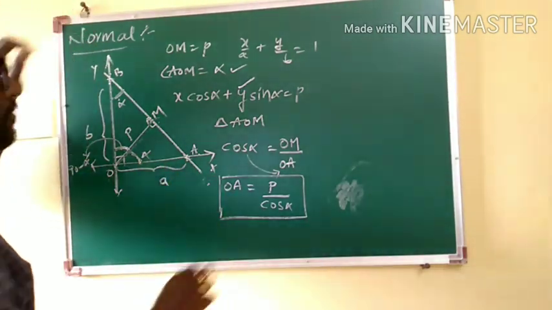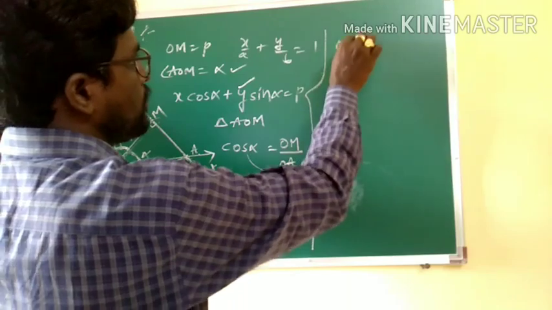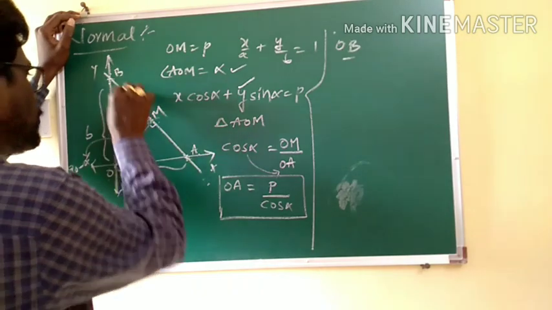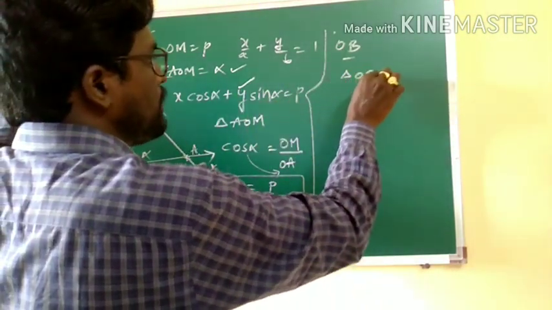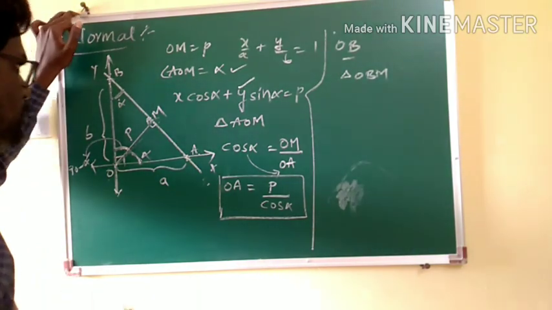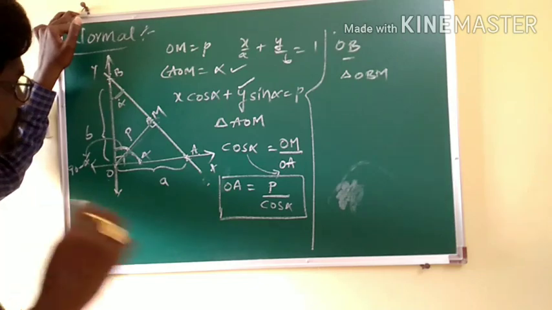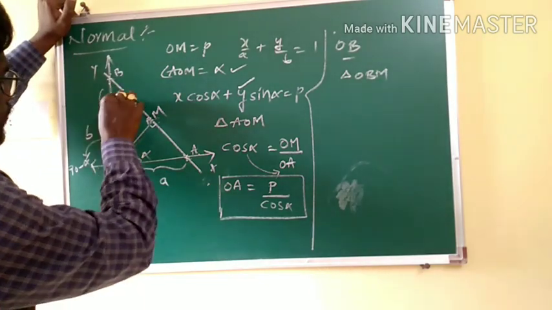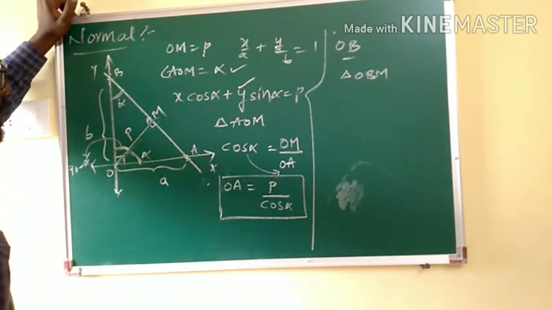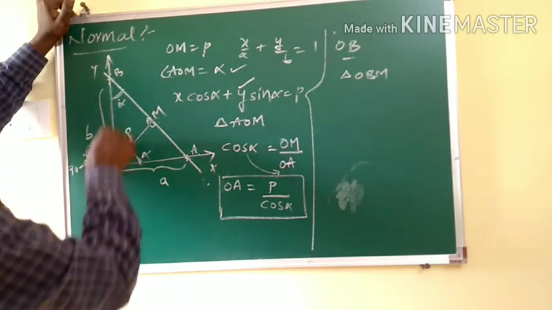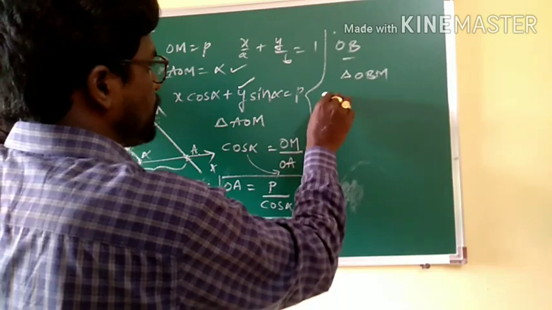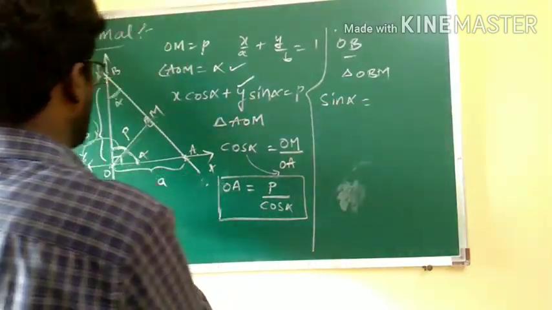Similarly, I want OB. To trace out OB, which triangle do I have to opt? I have to go for the triangle OBM. In the triangle OBM, I'll go with cos alpha or sin alpha? I'll go with sin alpha, because if I go with cos alpha, adjacent is BM, which I am not aware of. If I take sin alpha, I'll be getting this and this, then I can make the subject. Therefore, I am taking sin alpha in the triangle OBM.